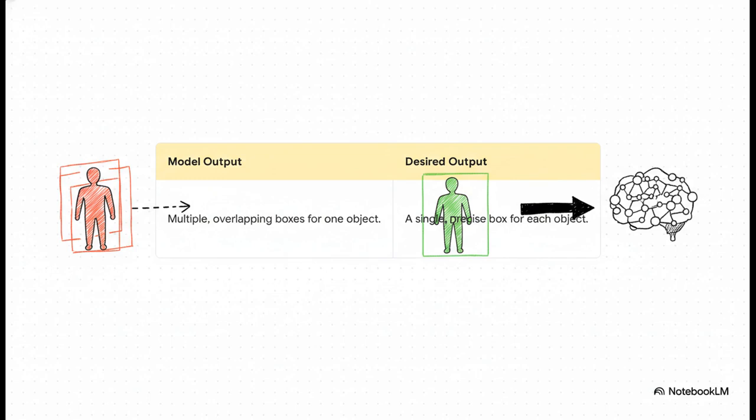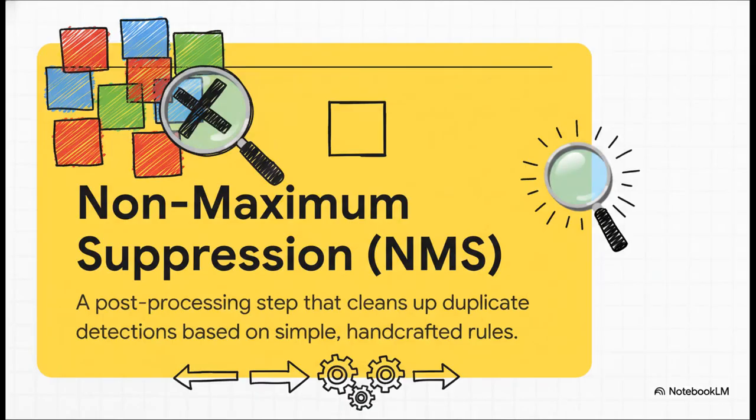Imagine you tell an AI, hey, find all the people in this photo. An older model might go and find the exact same person 3, 4, maybe 5 times, drawing all these overlapping boxes around them. And you end up with this total mess of an output that's not really useful until you do some serious cleanup. So how do they fix this?